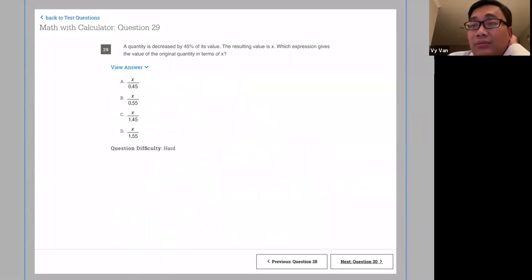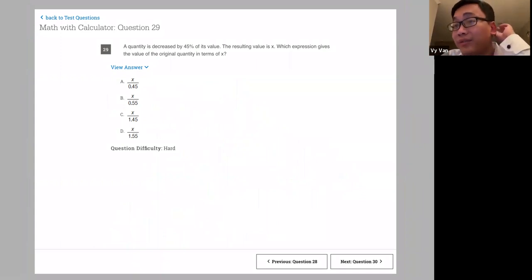Now, with this problem, when it says percent, when I say decrease or whatever it is, you have to write that equation. Don't try to guess or do it in your head. So a quantity, let's say we start out with y. It decreased by 45%.